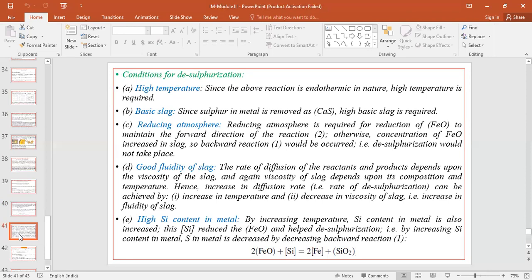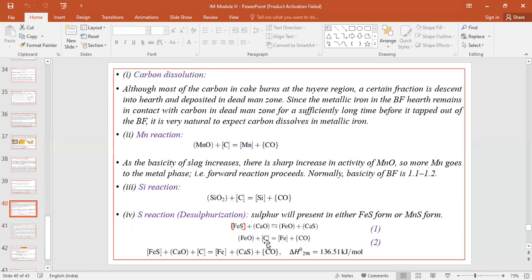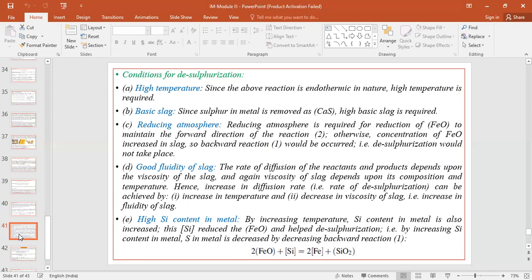Similarly, high silicon content in the metal. The same way carbon is acting here, the silicon will also do. The silicon will reduce the FeO, so that the concentration of the FeO in the slag can be suppressed, because the activity of the FeO in the slag is suppressed as the concentration decreases, so that this reaction cannot move in the backward direction. So these are some of the conditions for the effective desulfurization in the blast furnace.